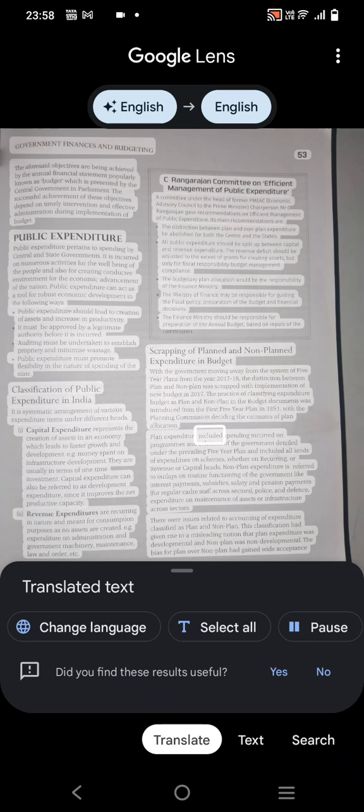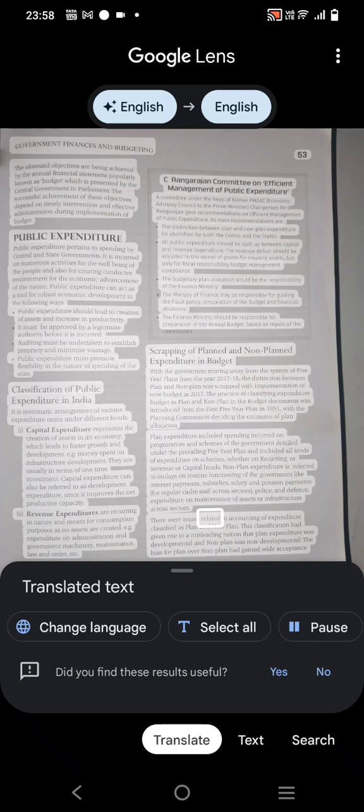Plan expenditure included spending incurred on programs and schemes of the government detailed under the prevailing 5-year plan and included all kinds of expenditure on schemes, whether on recurring or revenue or capital heads. Non-plan expenditure is referred to outlays on routine functioning of the government like interest payments, subsidies, salary and pension payments for regular cadre staff across sectors, police and defense, expenditure on maintenance of assets or infrastructure across sectors.